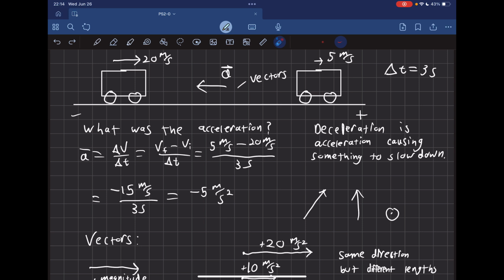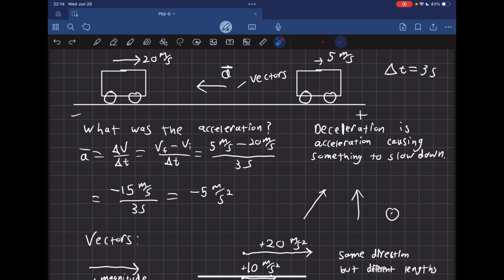So it was traveling fast and then got slow. This is what we would call deceleration. In physics, it's just another form of acceleration. Deceleration is acceleration that is causing something to slow down. So deceleration is just acceleration pointed in the opposite direction of the velocity. If the velocity is headed to the right and its acceleration is to the left, that's deceleration.